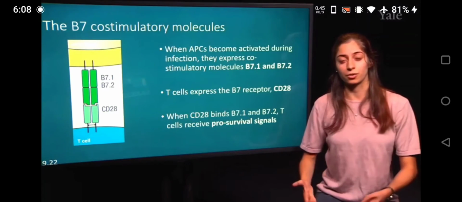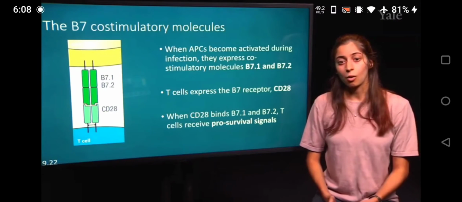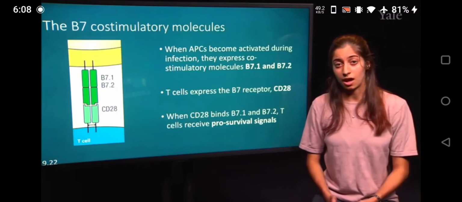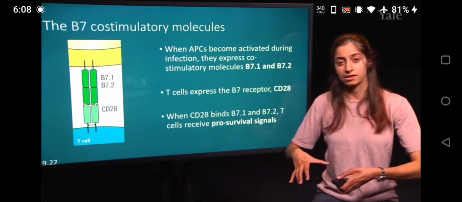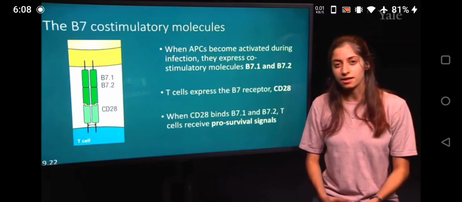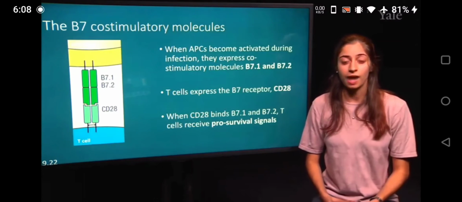If the T cell only receives the first signal that we talked about, that interaction between the TCR and the MHC, but it doesn't receive the second signal, it will not become fully activated and instead will die.